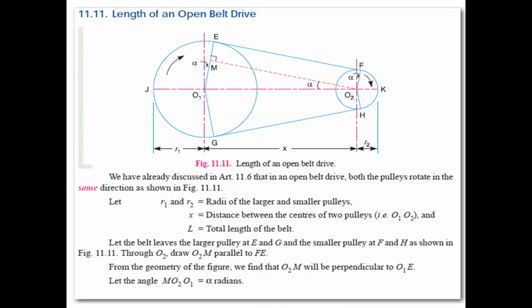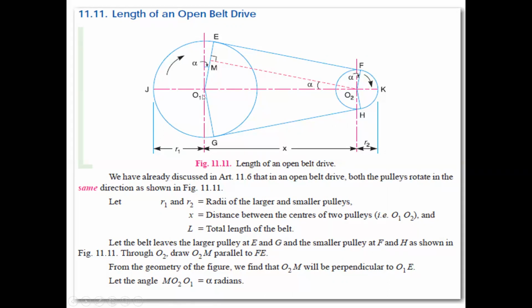Just all of you observe the diagram. So how do we find the length of the open belt drive? In this, two pulleys are there: the driver pulley and the driven pulley, connected with the belt. Which type of belt drive is it? Flat, okay, open belt drive.